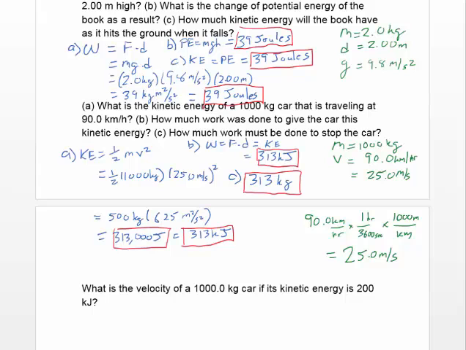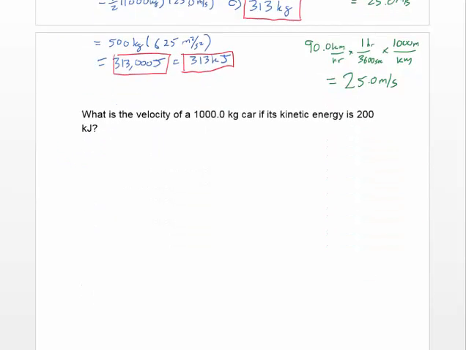Now we have one more problem here to look at, which asks for the velocity of a car. What is the velocity of a 1,000 kilogram car if its kinetic energy is 200 kilojoules? So what do we know now? We know the kinetic energy is 200 kilojoules, and we'll also write that as 200,000 joules because we'll need it converted into that set of units. And we know that the mass of the car is 1,000.0 kilograms.